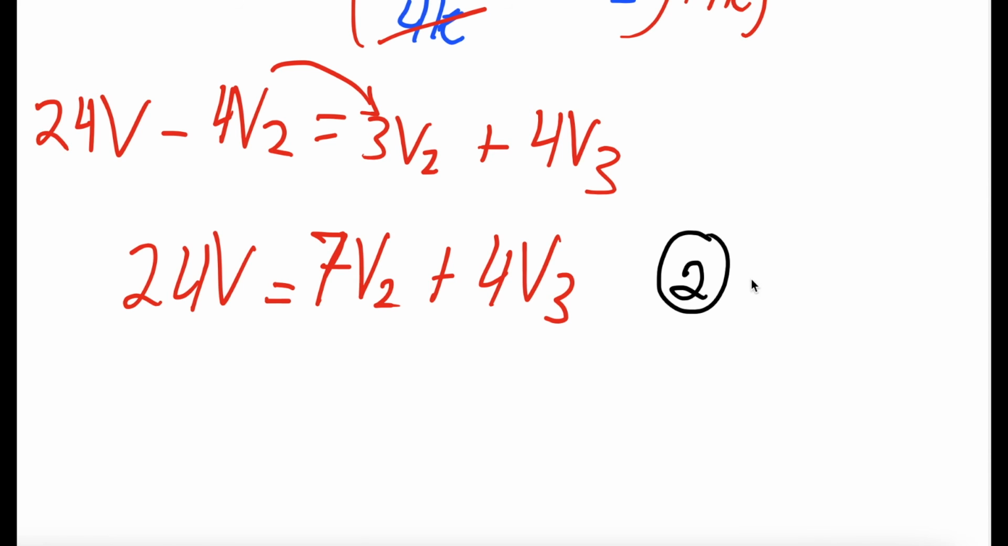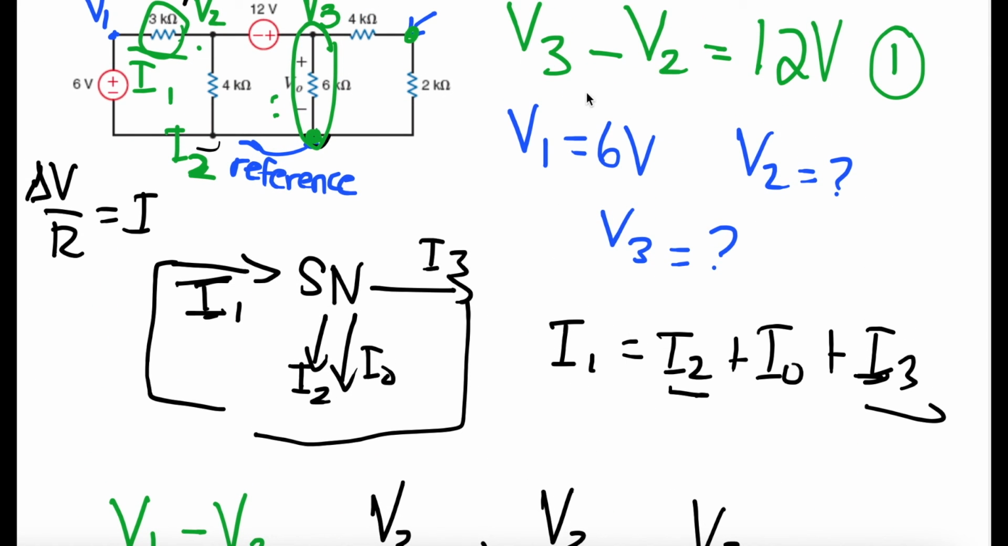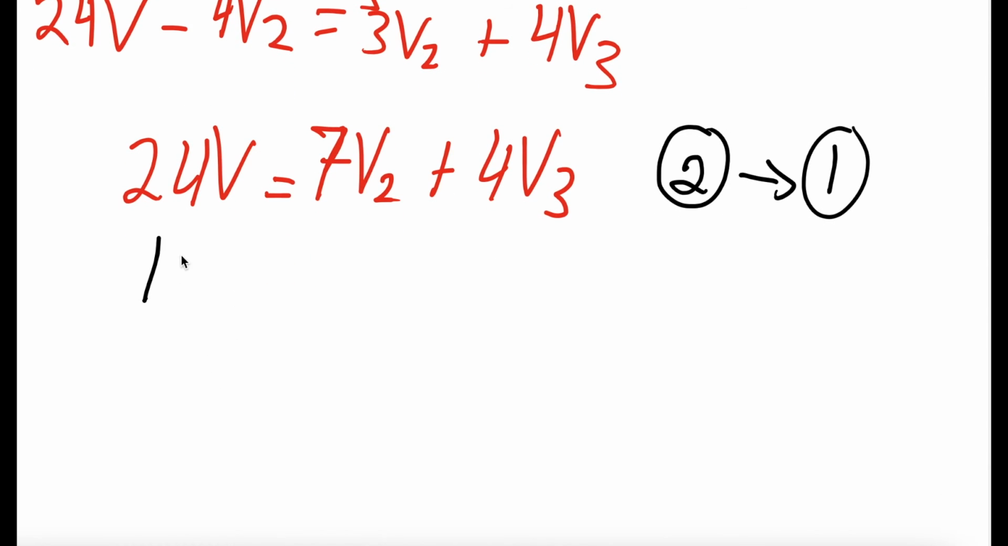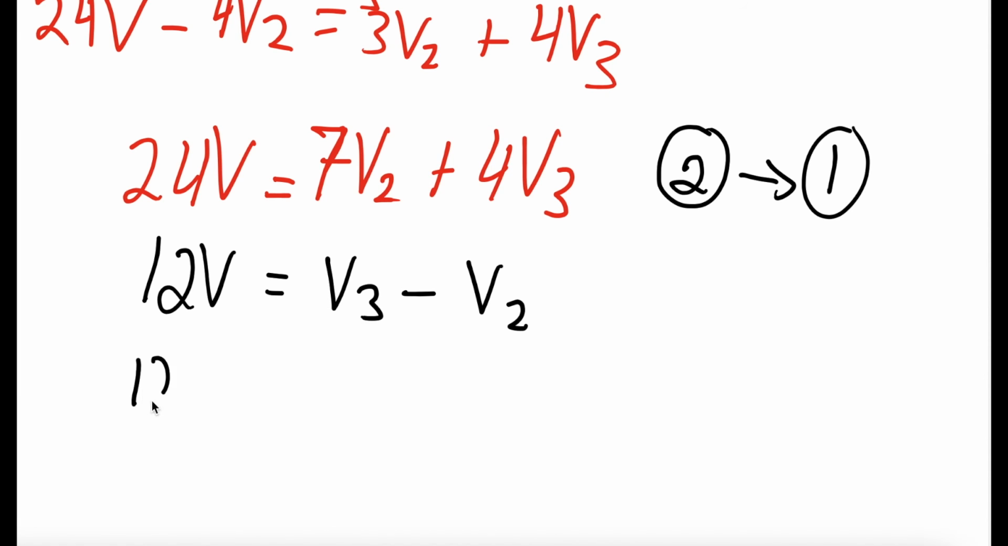So now that we have this equation, we can essentially say that this is our equation 2, right? So with this equation, we can now put 2 into equation 1. And if you guys remember what equation 1 was, equation 1 is V3 minus V2 is equal to 12 volts, right? So essentially we can say that 12 volts is equal to V3 minus V2, right? So then we can substitute this and we can say that 12 volts plus V2 is equal to V3, or instead we can say 12 volts minus V3 is equal to negative V2, right?